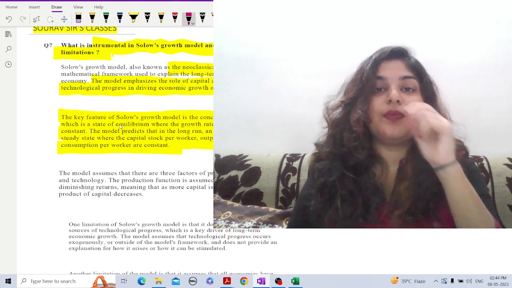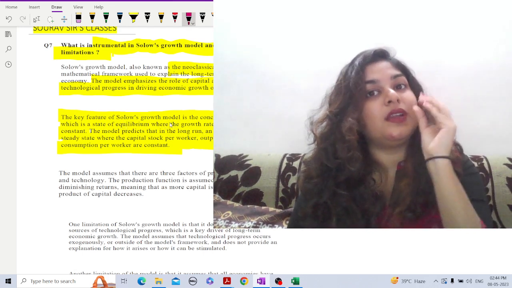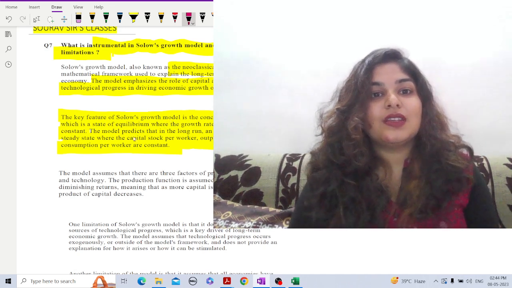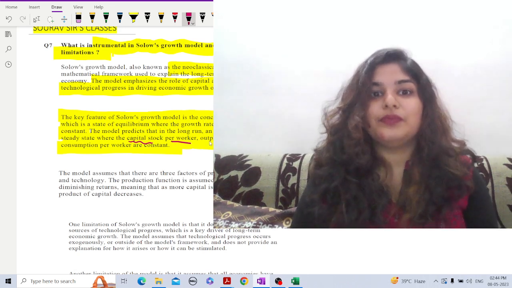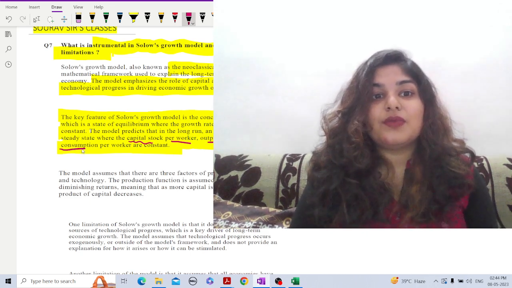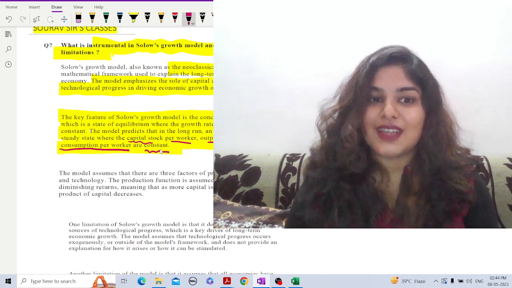So where is the point of steady state equilibrium? At the steady state equilibrium, that is the amount of capital accumulation K star, what are the things that should be equal? That is your capital stock per worker, K by L, output per worker, Y by L, and consumption per worker, C by L. These all should be constant.